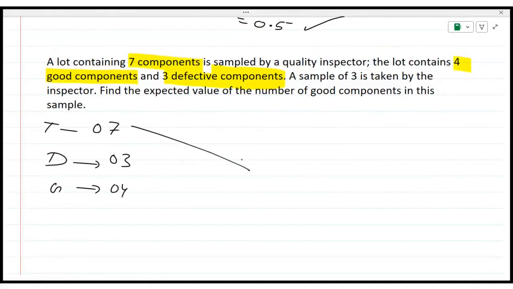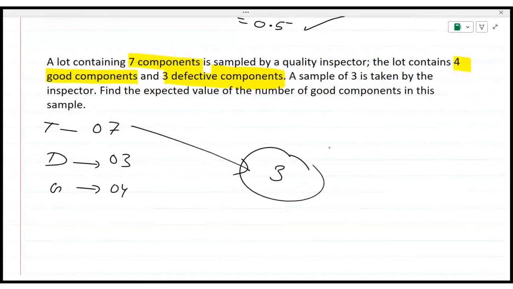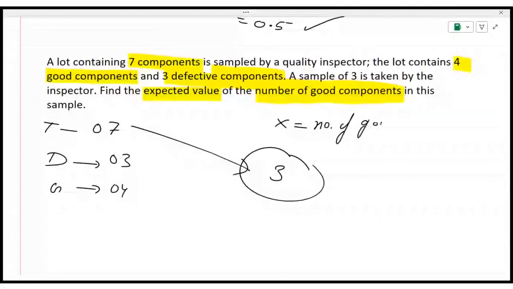A quality inspector takes a sample of how many components? 3. Out of 7, the inspector takes a sample of 3. Find the expected value of the number of good components in the sample. Whenever they ask us to find the expected value, they also tell us whose expected value, here the number of good components. So we have to find the expected value of the number of good components. It means what is x here? So x here is the number of good components.